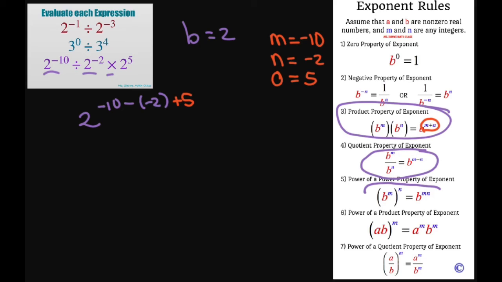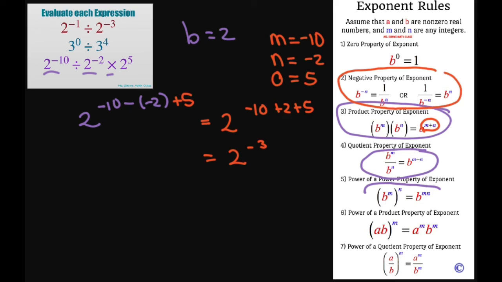Now this is going to end up giving us 2 to the power of, let's count this out, -10 plus 2 plus 5. So this gives us 2 to the power of -3. And then again, we're going to use our negative property of exponents and write this as 1 divided by 2 cubed, which equals 1 divided by 8.